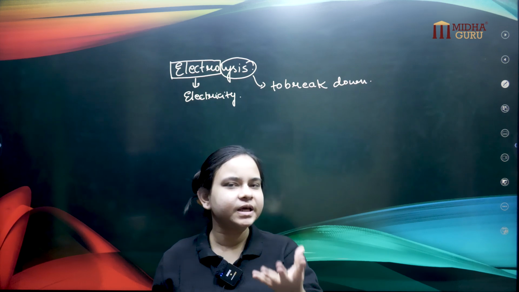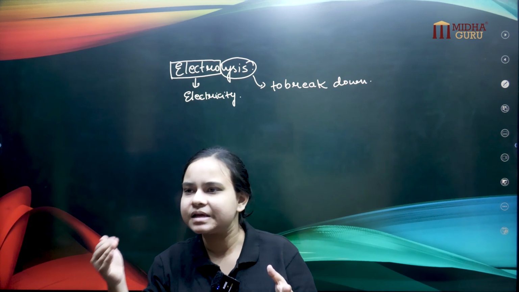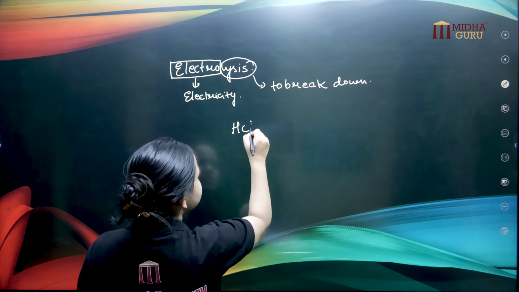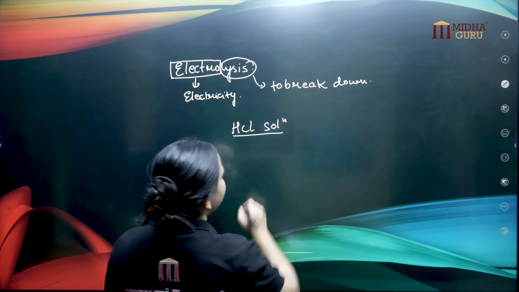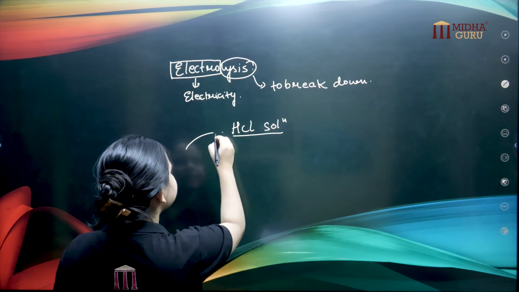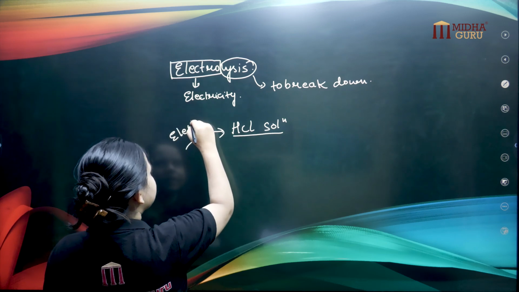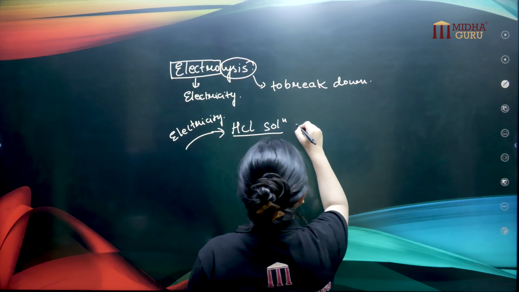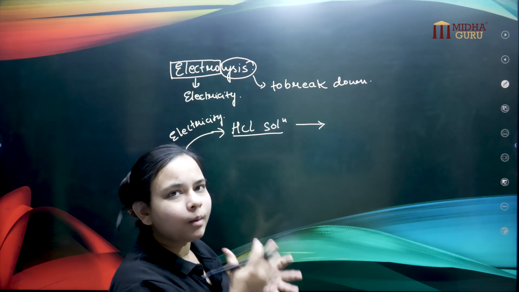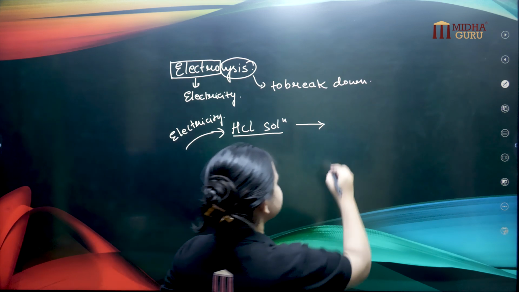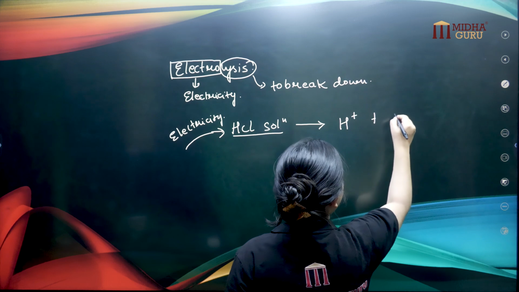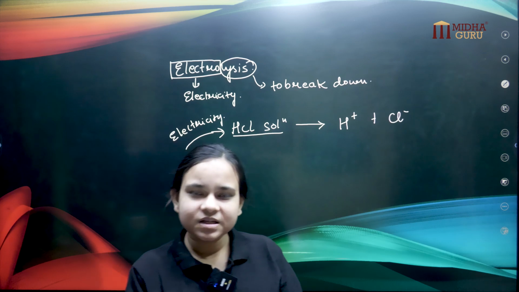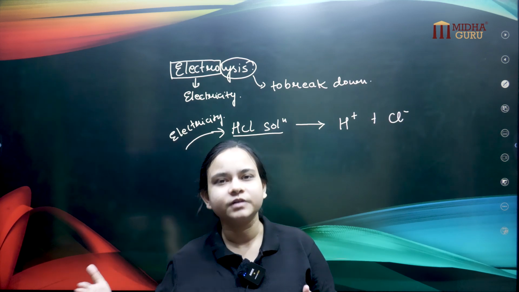Just for an example, if we take HCl, that is hydrochloric acid, in solution, what will happen if we provide electricity to this? What will happen after some time? This will break down into its component ions or individual elements. That means it will break down into H plus ions and Cl minus ions. So what is happening here? Electricity is playing a very big role in breaking down of compounds.